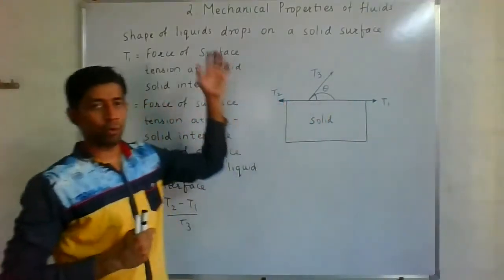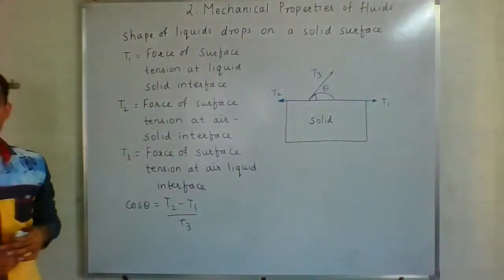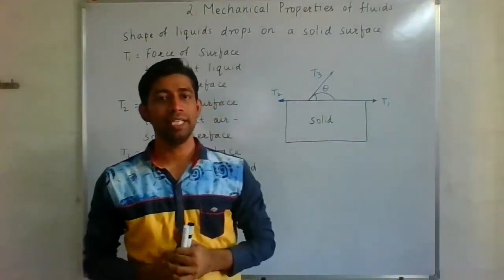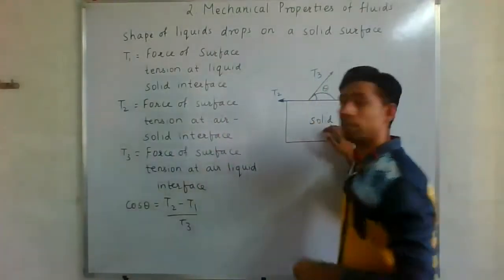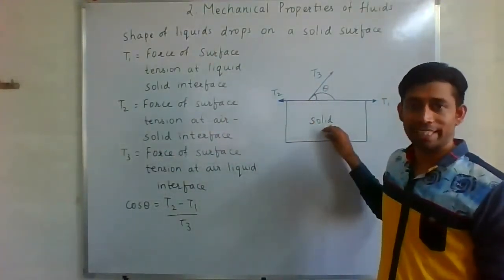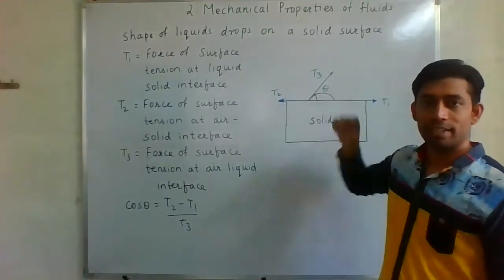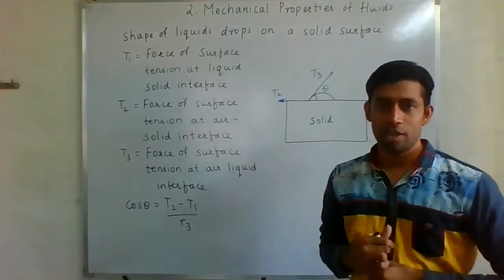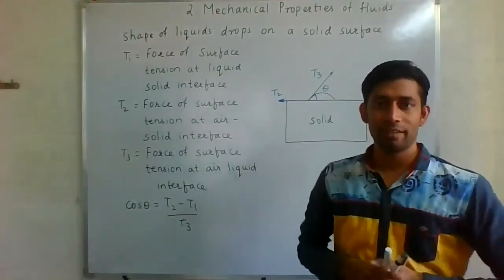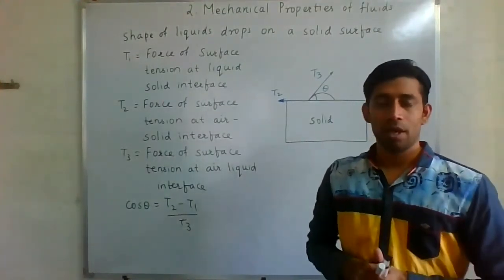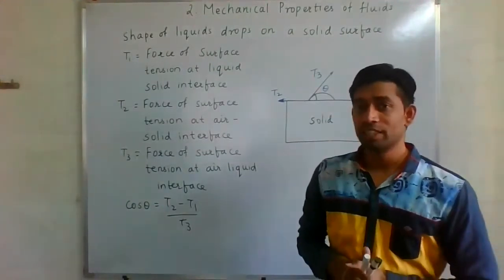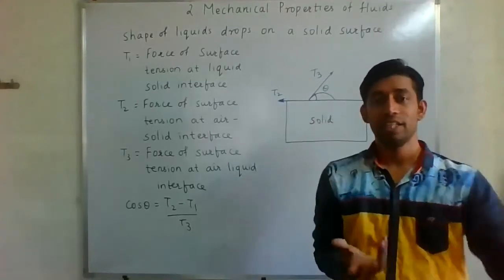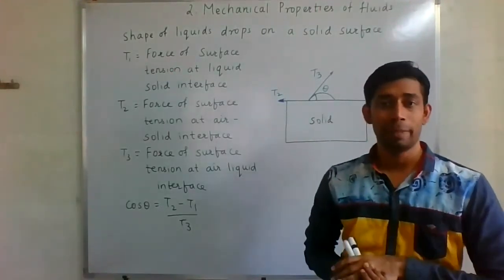Okay, so let's move on to the next topic, which is shape of liquid drops on a solid surface. I have drawn a diagram in which you can see that liquid is having a particular shape. Usually we have seen such kind of shape on our surface whenever we see it in our day-to-day life. But let me tell you, in case of mercury, the shape of the drop will not be this way. It will be completely different. So let's try to understand what is the logic behind that.